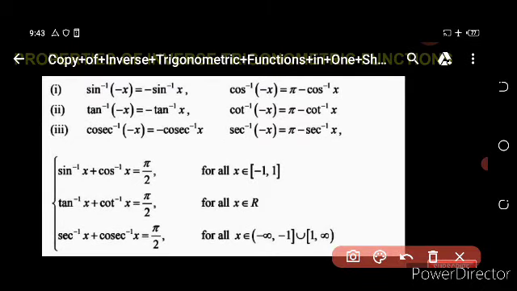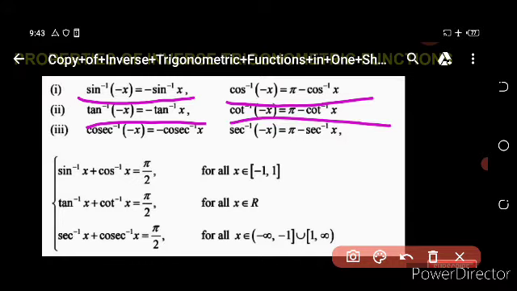Then come to the properties of inverse trigonometric functions. Sin inverse minus x is equal to minus sin inverse x. Cos inverse minus x is equal to pi minus cos inverse x. Similarly, tan inverse minus x is equal to minus tan inverse x. Similarly, cot inverse minus x is equal to pi minus cot inverse x.